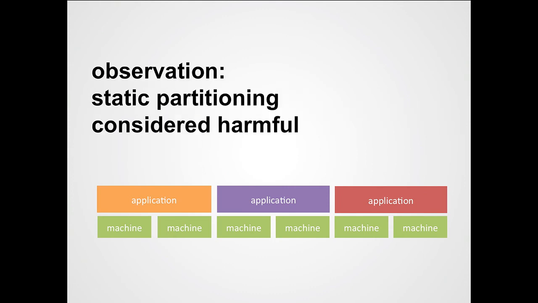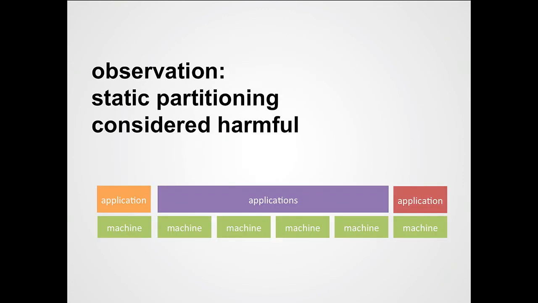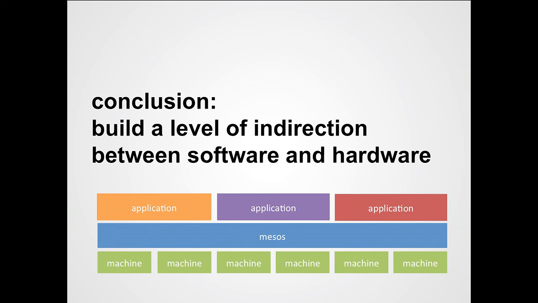So the observation that we made was, well, statically partitioning the resources to these applications was not a great idea. And there's a whole bunch of reasons for that. But the biggest one that I want to talk about is just the fact that applications consume different amounts of resources during the course of their runtimes. So while sometimes the static partitioning should maybe really look like this, at other times of the day, the static partitioning should really look something like this. So we thought, okay, what if we could build a level of indirection in between the software and the hardware such that we could share the resources more easily between the applications that are running and the machines themselves?